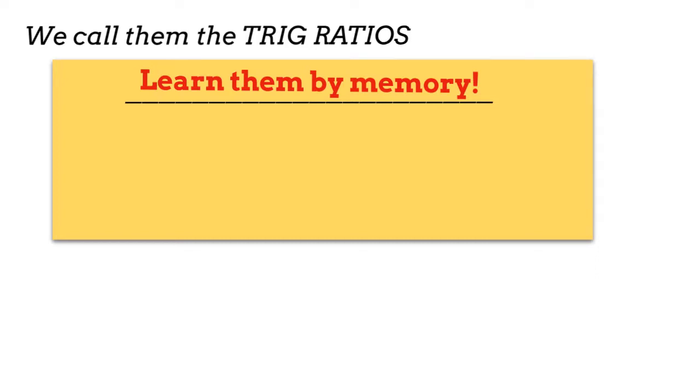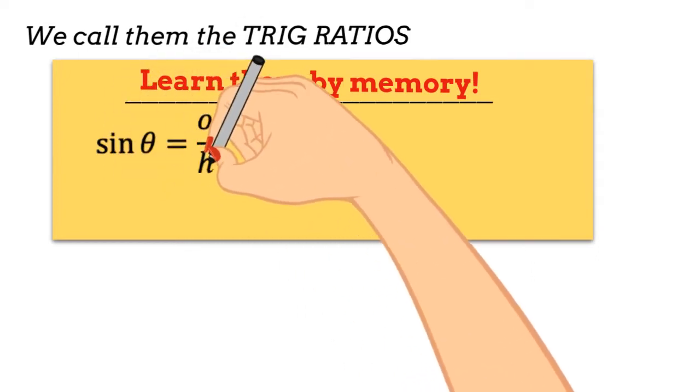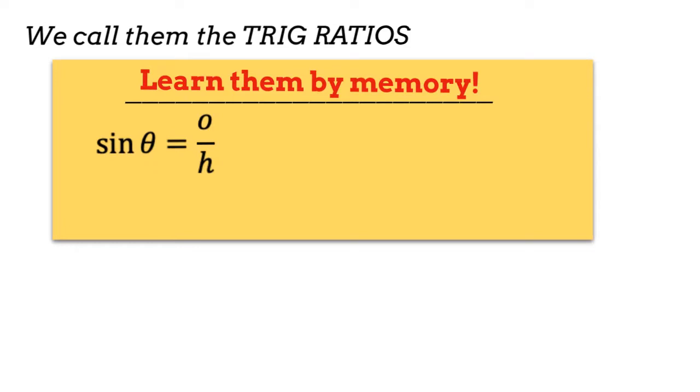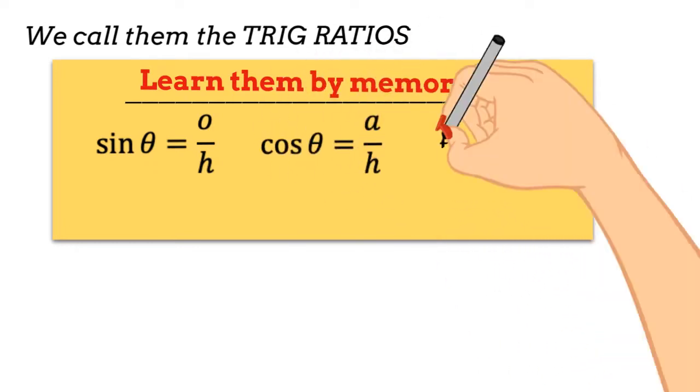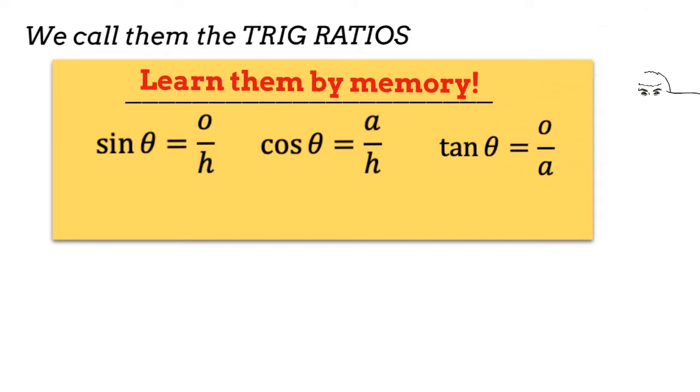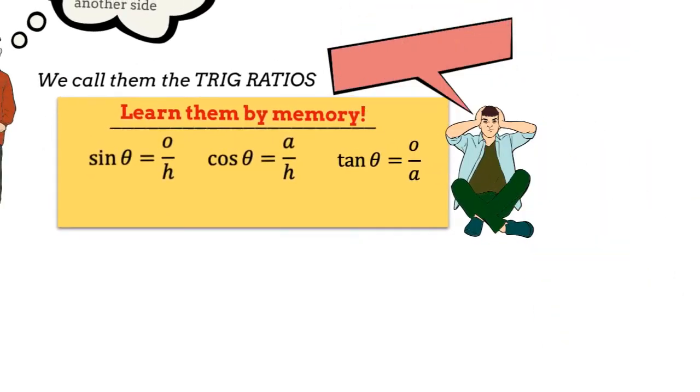Sine of theta is equal to the opposite over the hypotenuse. Cos of theta is equal to the adjacent over the hypotenuse. And tan of theta is equal to the opposite over the adjacent. Now this isn't a foreign language, although you can just remember that sine, cos and tan are complicated operations.